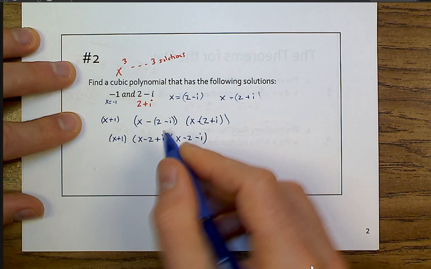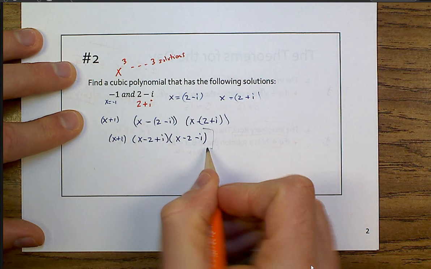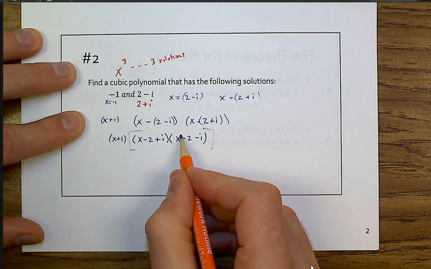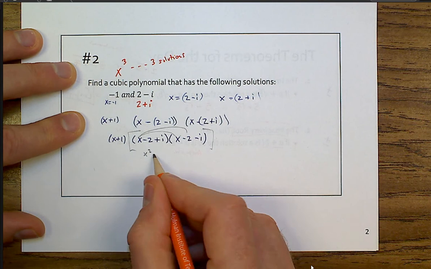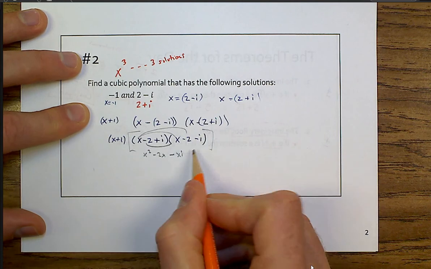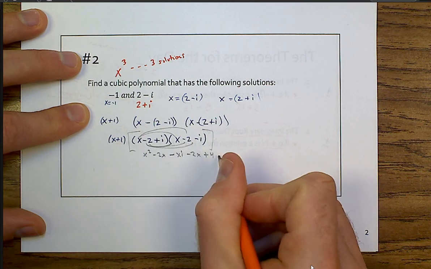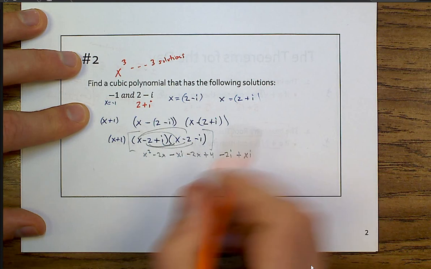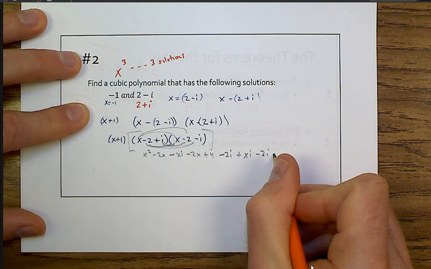Okay? And so then I'm going to have to distribute. Like I said, I would focus on this part first here, and multiply these together. So I'm going to get x times x, which is x squared. I'm going to get minus 2x. I'm going to get minus xi. I'm going to have a minus 2x plus 4 and a minus 2i. And then I'm going to have a positive xi. I'm going to have a minus 2i. And I'm going to have a minus i squared.